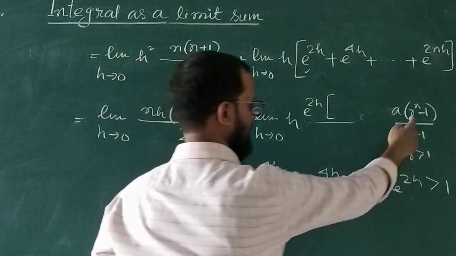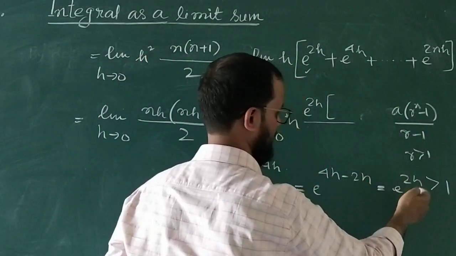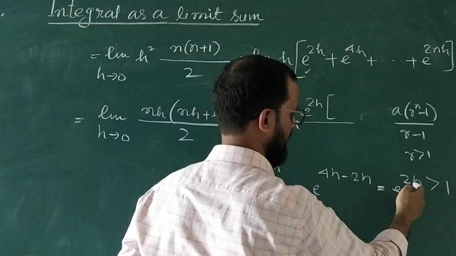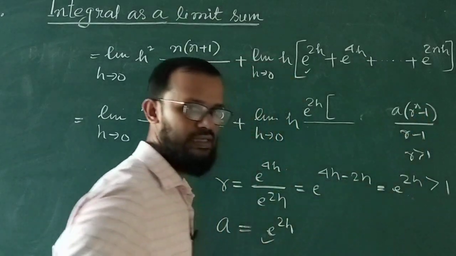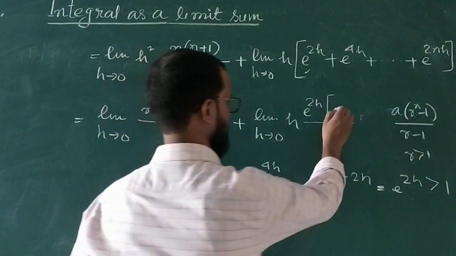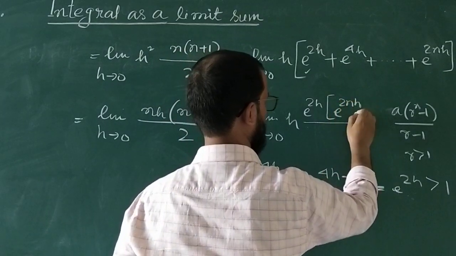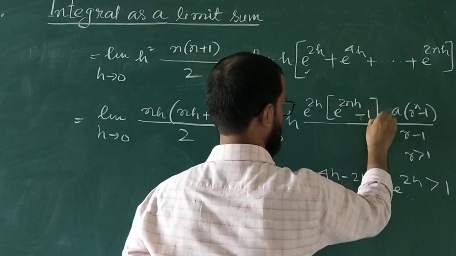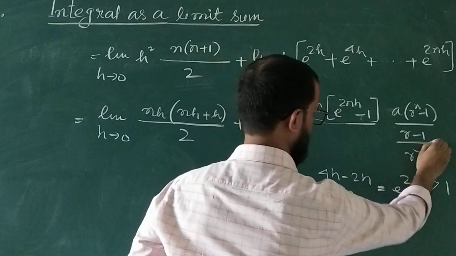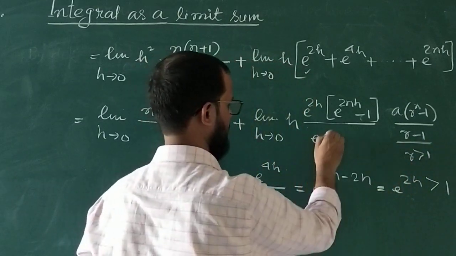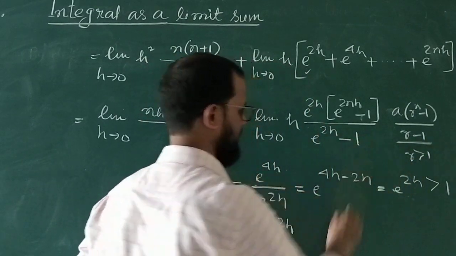And then r is replaced by what? e to the power 2h. So in place of r we will have e to the power 2h, and e to the power 2h whole to the power n will be e to the power 2nh. Then e to the power 2nh minus 1 divided by r minus 1. R minus 1 means e to the power 2h minus 1.